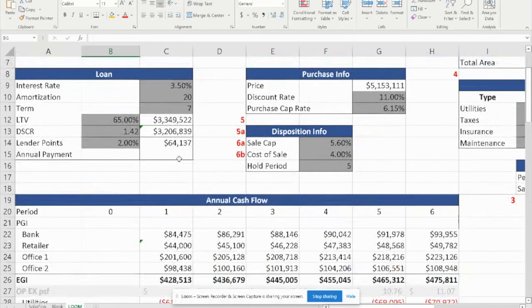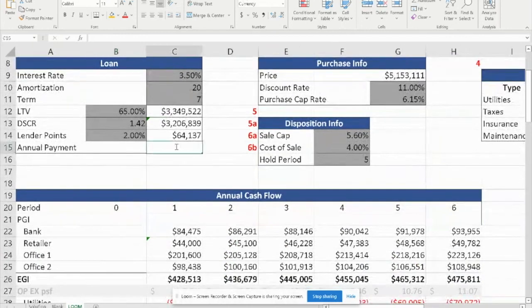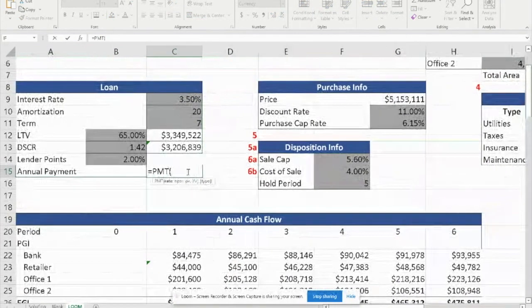Now, the next thing is to calculate the annual payment. We're going to use the Excel payment function, which Excel gives you these hints on how to calculate payment. By now, you should be able to do it. If you're doing these complex leases, you should be able to calculate payment using the payment function, which is equal payment, open paren, rate divided by 12, and then, of course, the number of periods times 12.